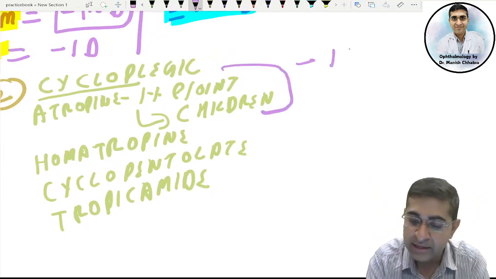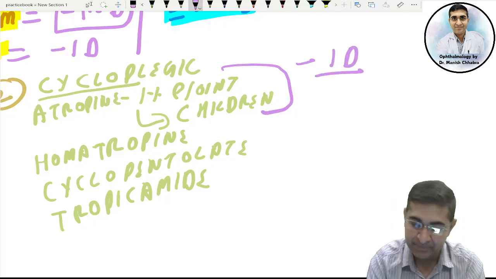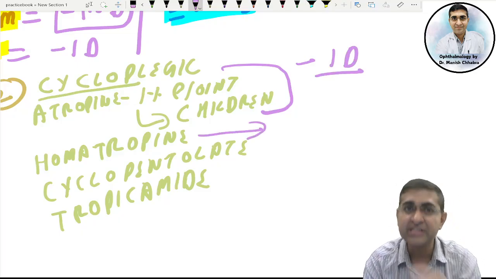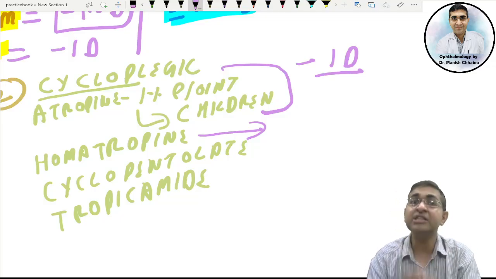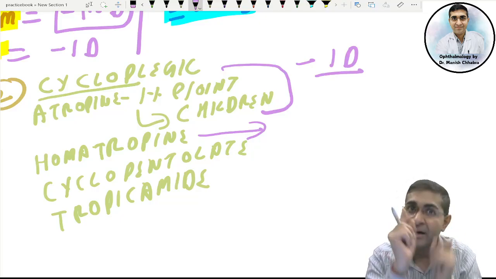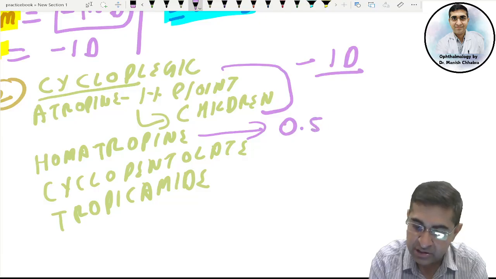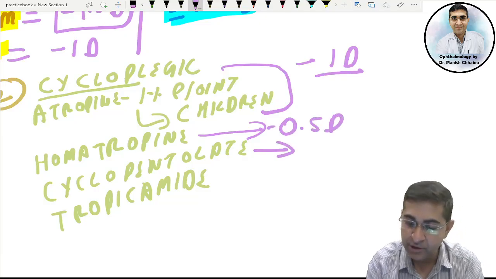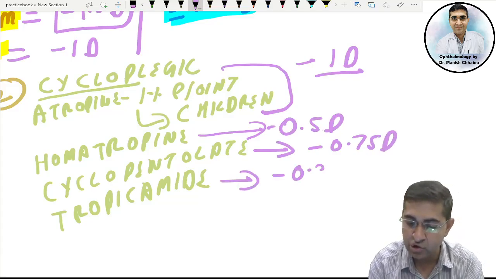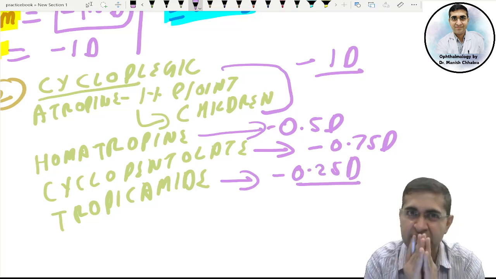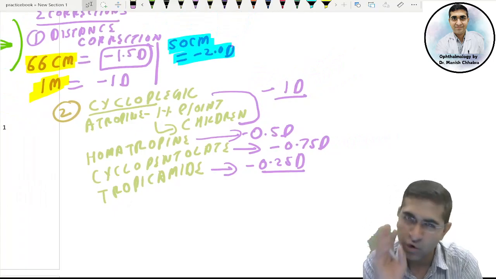So you will deduct -1 diopter, because 1 diopter is the maximum tone of the ciliary muscle. Homatropine decreases 50% of the normal tone of the ciliary muscle. This tone of the ciliary muscle is 1 diopter, which is from birth till death. So you will deduct -0.5 diopter. Cyclopentolate -0.75 diopter. Tropicamide -0.25 diopter. Is it understandable? So these are the two corrections that you are going to make. I hope it is understandable.